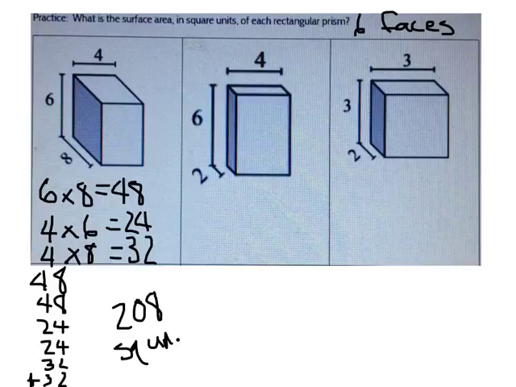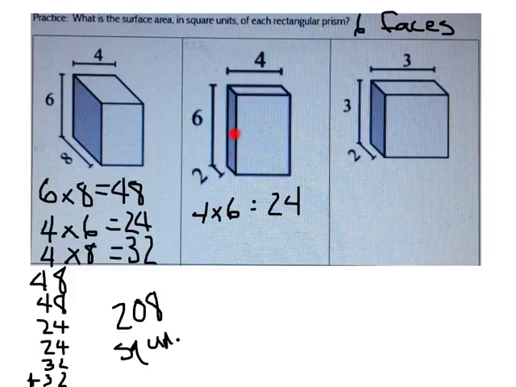Now let's find the surface area of our next rectangular prism. Remember, I need to find the area of each face and then add them together. There's 2 of each face. One on top and one on bottom, one in front and one in back, one on the left and one on the right. Let's find them. To find the area of the front face, the base is 4 and the height is 6. What's the area? It's 24 square units.